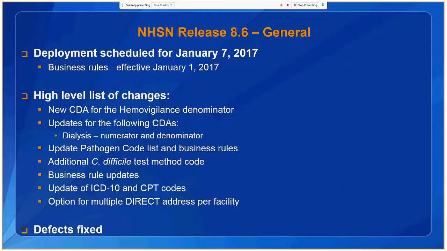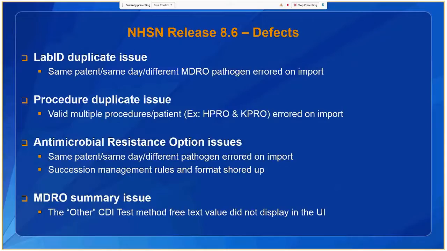The high-level list of changes: there's a new CDA for the hemovigilance denominator, and the ALICE's numerator and denominator have moved up to another version. The pathogen code list and business rules were updated. There was an additional C. difficile test method code, and some other various business rule updates. We've had an update of ICD-10 and CPT codes, and an option for multiple direct addresses per facility. And we'll talk briefly about some of the defects that have been fixed that were related to CDA. Next slide.